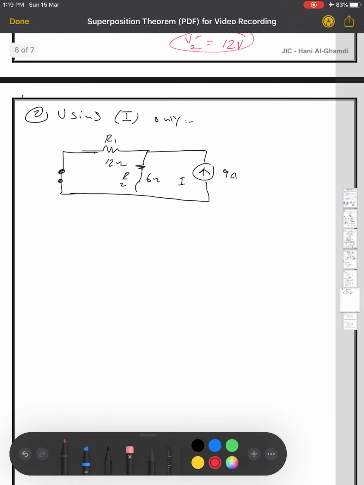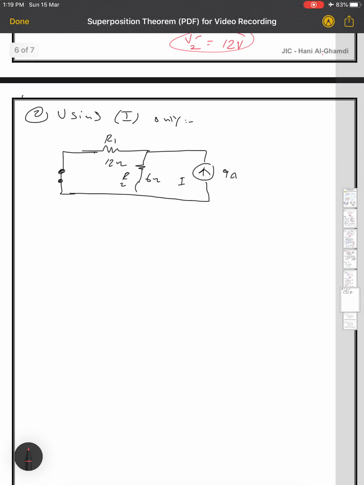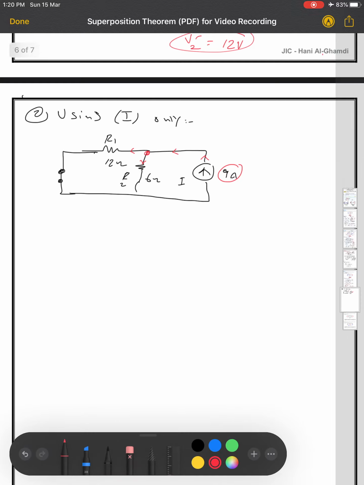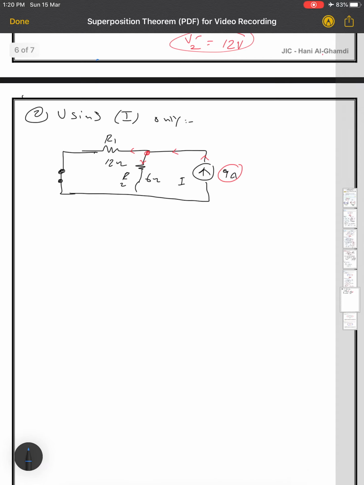Okay, let me use another color to check the direction. So look here, guys, this is the current direction. It will come here and it will be divided between R1 and R2. So it means R1 and R2 are in parallel to each other, and this current source, which is 9 ampere, will be divided between them. To make life easy for us, guys, let's use the current divider rule.